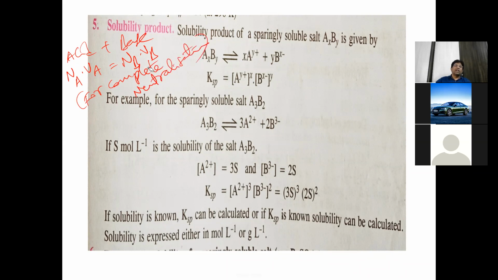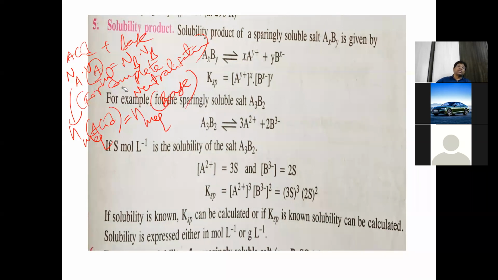For complete neutralization reaction between acid and base, the number of equivalents, if we take volume in ml, will be called the number of milli equivalents of acid. Number of milli equivalents of acid is equal to what? Number of milli equivalents of the base. Number of milli equivalents of acid consumed in the reaction is equal to number of milli equivalents of base consumed. Then only complete neutralization will take place.